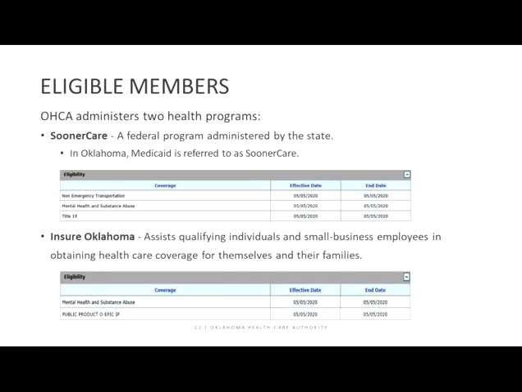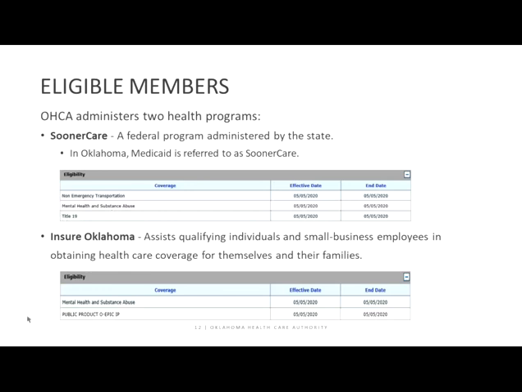Now we're going to talk about eligible members. OHCA administers 2 health programs. We have Sooner Care or Medicaid, and we have Insure Oklahoma. Both are forms of health care coverage for our members. Insure Oklahoma is for those who don't qualify for Sooner Care, but meet specific eligibility guidelines to provide coverage to them and their family. So the first one is what it looks like when they have Title 19.